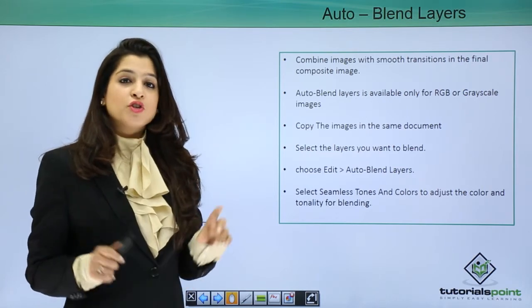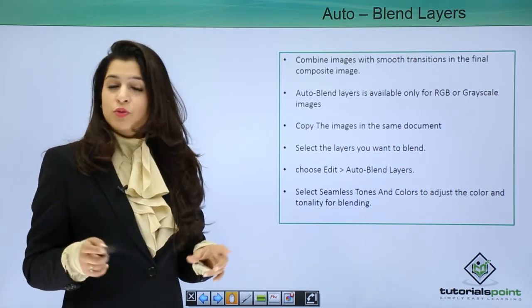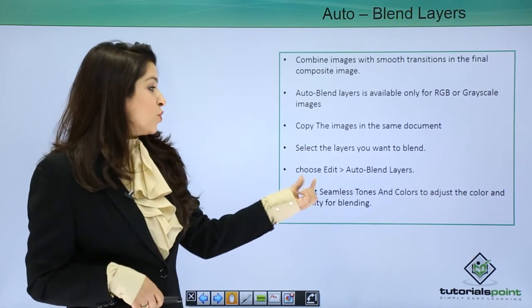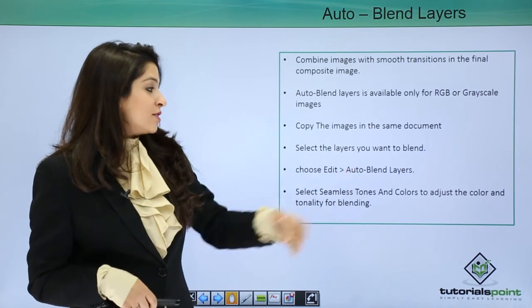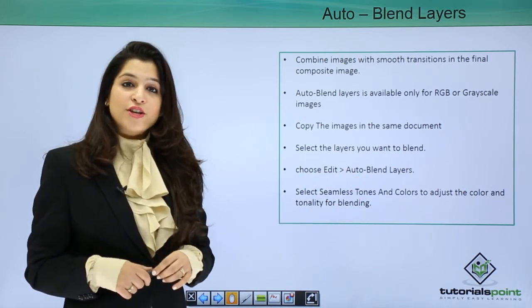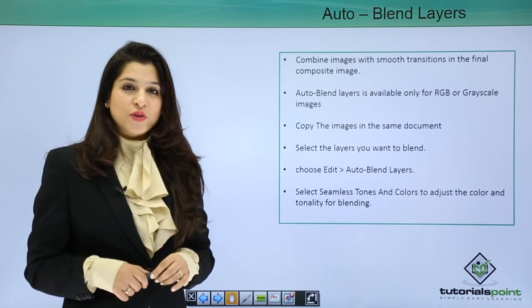How do you go about it? You copy two layers, images in one layer in one document, and then you go to Edit and Auto Blend Layers. The effect that you'll see will be amazing. So let's go forward and see the auto blend feature with Photoshop.